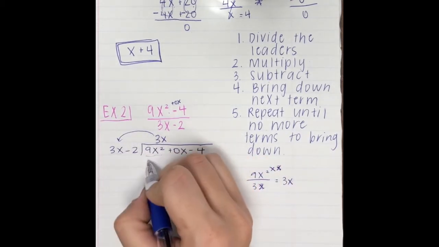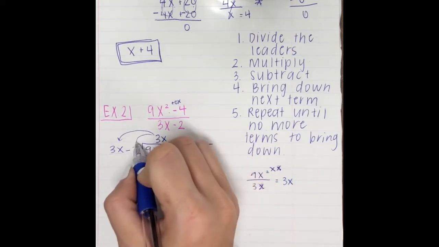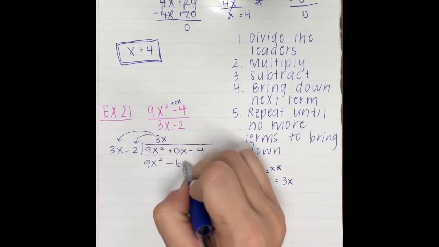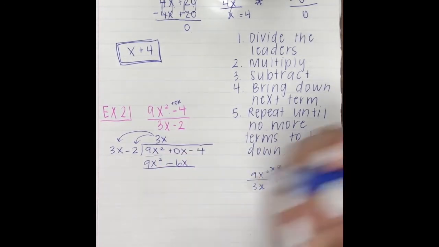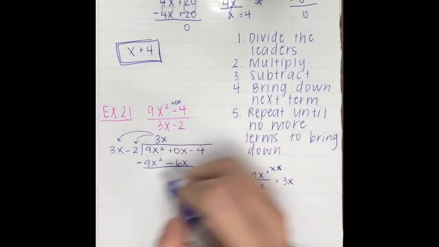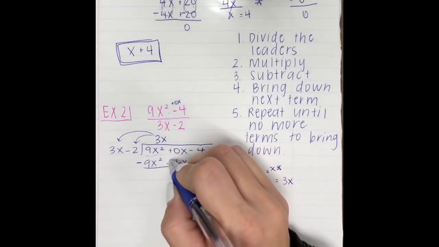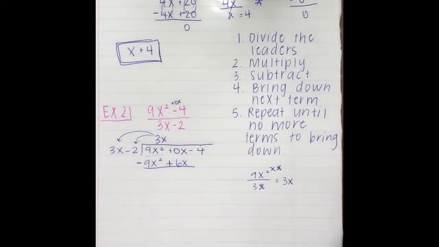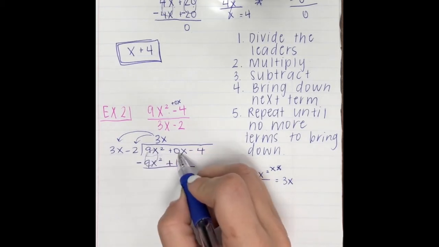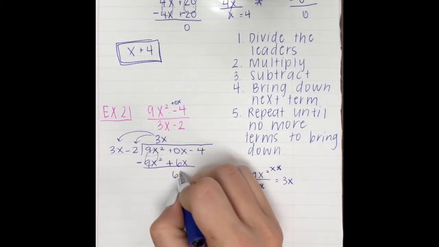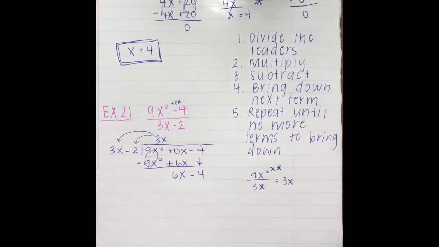Okay. And then we're going to do step 2, which is to multiply. So 3x times 3x gives us a 9x squared, which is what we wanted. 3x times a negative 2 is a negative 6x. Then we're going to subtract. So I'm distributing that minus sign to both, right? Which is going to change this to minus. Minus and negative would make that a plus, okay? So 9x squared minus 9x squared is 0. 0x plus 6x is 6x. And then bring down my minus 4, okay?